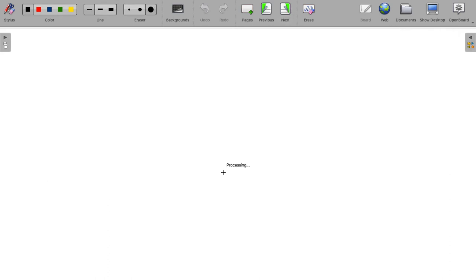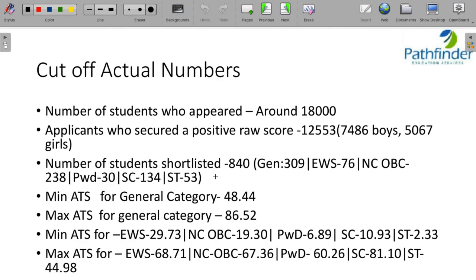Now let's have a look at this year's actual cutoff. So the actual number of students seems to have been around 18 to 20,000. Applicants who secured a positive raw score this year was around 12,553, of which 7,486 were boys and 5,067 were girls. I think this difference is because more number of boys appeared for the test than girls.